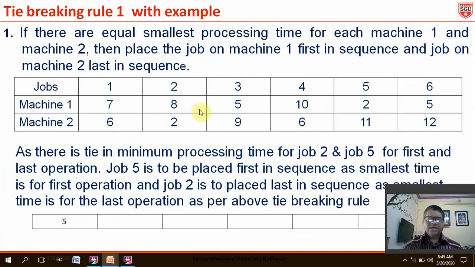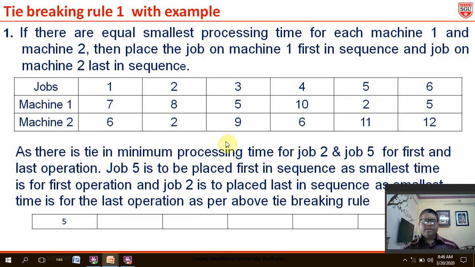In the previous example there was no tie, but there is a possibility of having ties in the smallest processing time. In this example of 6 jobs, the smallest processing time is 2, and it is for machine 1 as well as machine 2. Hence, as per the tie-breaking rule, if the smallest processing time is for the first operation, the job should be sequenced first, and if it is for the last operation, the job should be sequenced last. So this is how the tie can be broken.